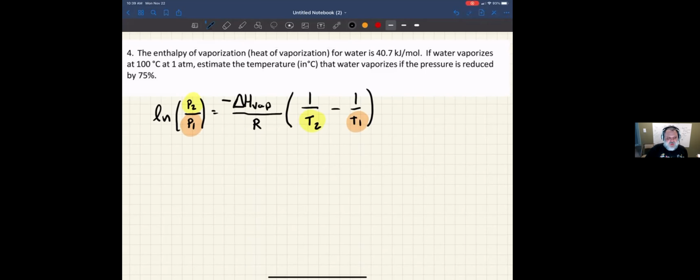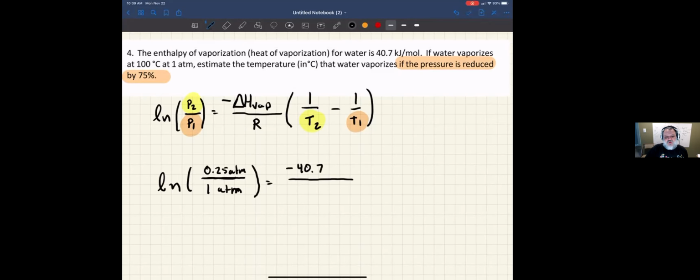So let's put things together. The natural log of P2 over P1 would be 1 atmosphere in the denominator, and now what goes in the numerator? The problem says the pressure is reduced by 75%. So what is 75% less than 1? Well, that's 0.25. So 0.25 atm is pressure 2. And so let's plug in the rest of the information.